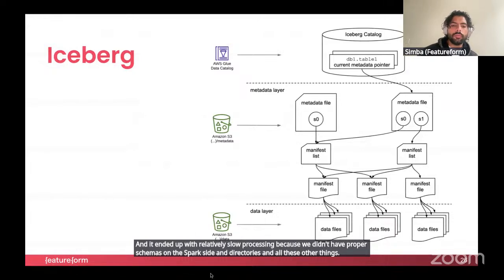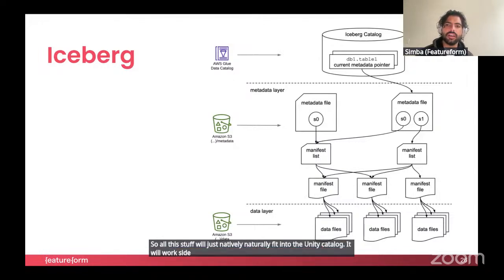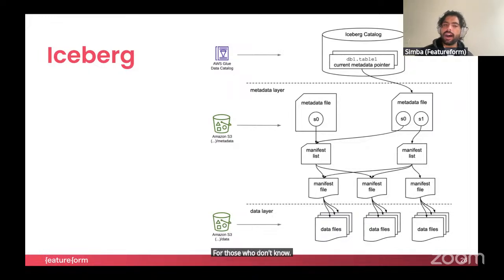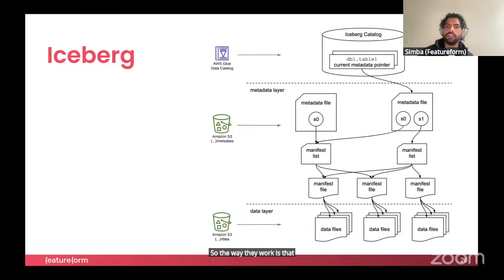We moved Featureform so that everything in Featureform now reads and writes Iceberg. And Iceberg in the Databricks ecosystem has kind of become a first-class citizen. So all this stuff will just naturally fit into the Unity catalog. It will work side by side with Delta, etc. For those who don't know the details of why Delta and Iceberg, this is actually relevant to both of them. They are very different. I'm not going to get too deep into differences, but everything I'm sharing is true for both Iceberg and Delta.